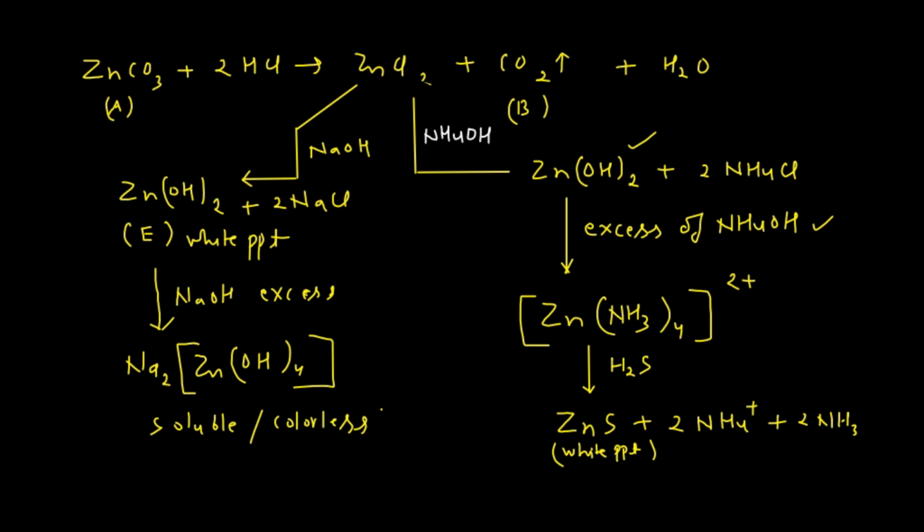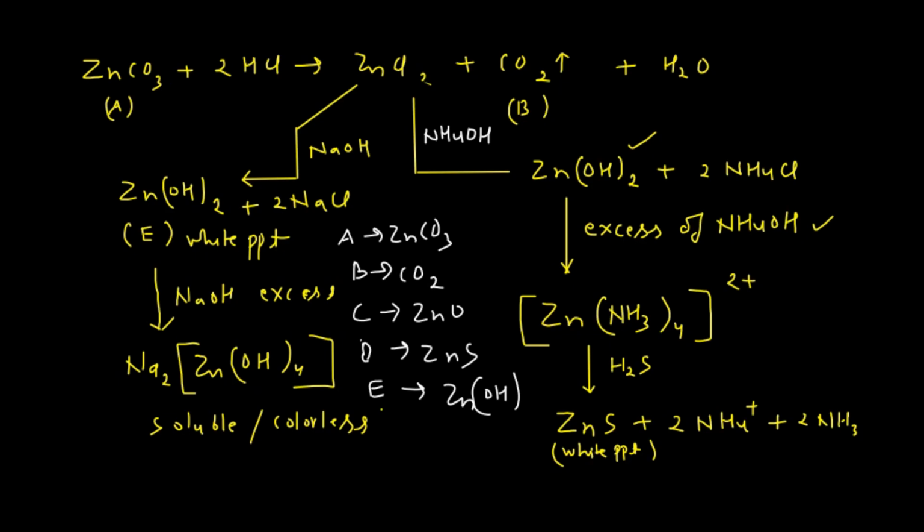So what are the answers? A, zinc carbonate. B, carbon dioxide. C, zinc oxide. D, capital D is zinc sulfide. E is zinc hydroxide. So this is how you can solve such kind of problem.